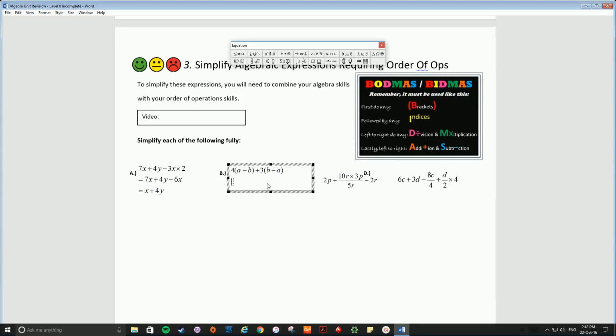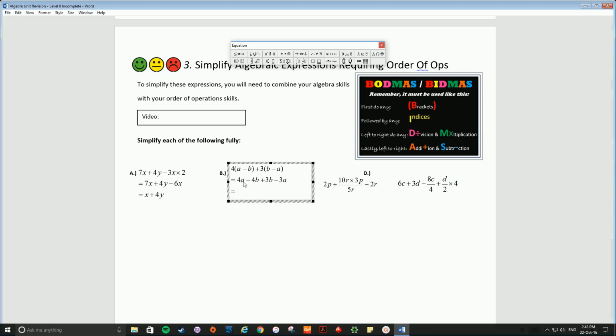All right, next one. 4 bracket a minus b plus 3 bracket b minus a. Now, order of operations says do brackets first. However, in this case, there's no like terms inside the brackets. So what we move on to is multiplication division, and multiplication will be the expansion of the brackets. So I'm going to expand out both of those brackets. That's something you will have seen previously, expanding brackets. If you're not aware of it, then go back and have a look at previous skills that you need to work on. 3a. So that's just expanding those out.